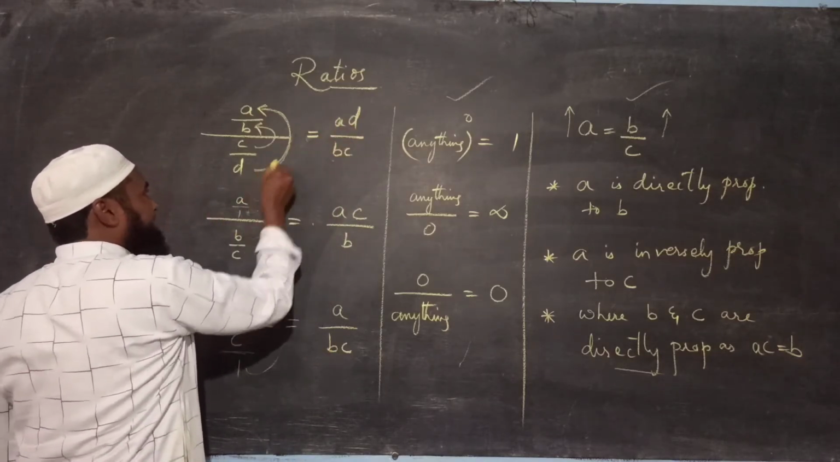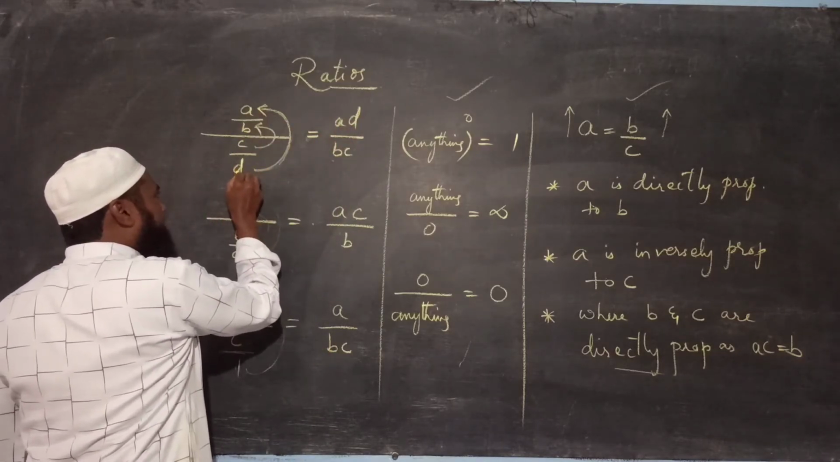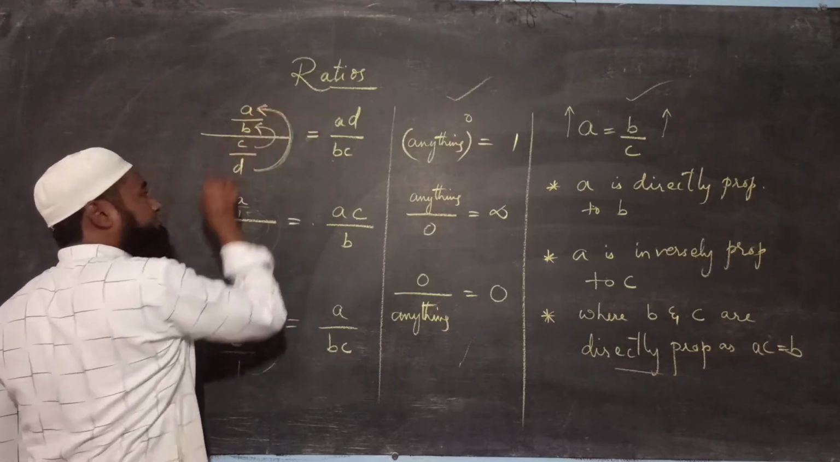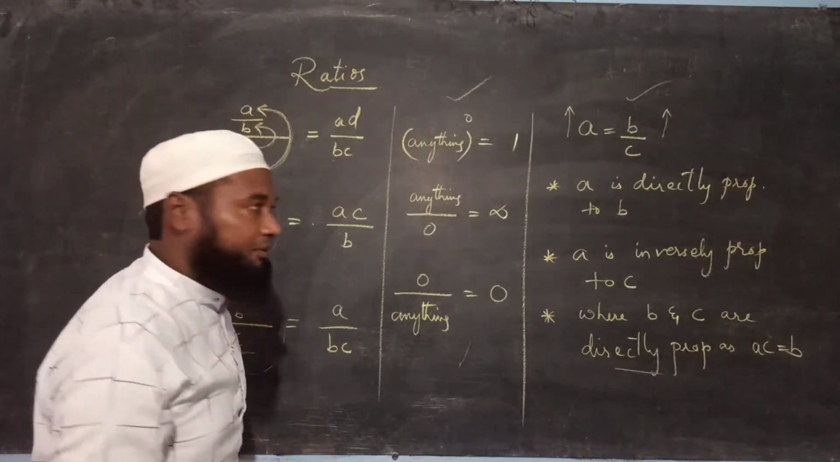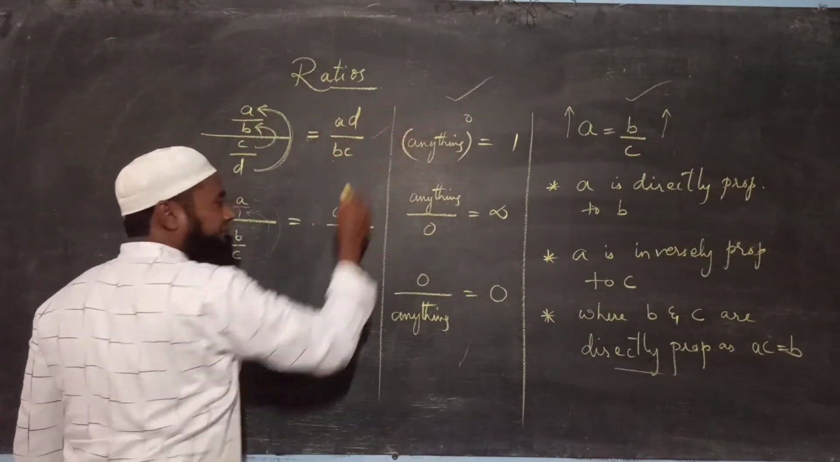What you have to do? Just remember the trick. The fourth floor number or letter should go to the first floor and get multiplied. The third floor number or letter will go to the second floor and get multiplied. So it will be AD by BC, the simplification.